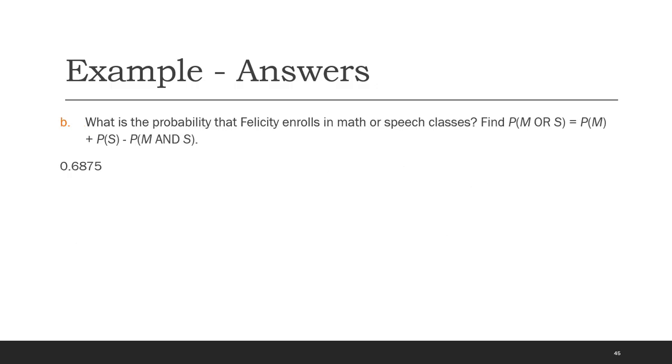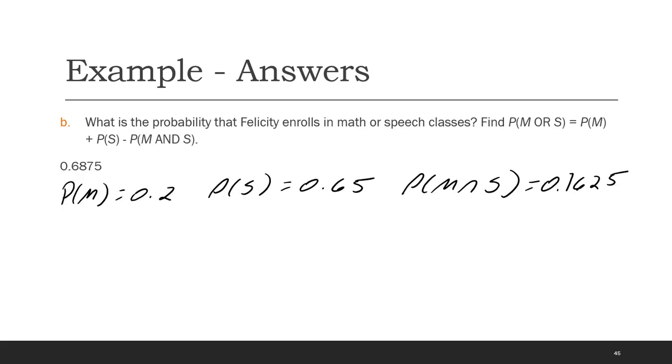Okay, so the next question is, what is the probability that Felicity enrolls in math or speech? Okay, so now we're using the other formula. Now, I want to point out that once again, so with like what rules can we use? We've just shown, right, that M and S is not empty. So now we're going to just have to bring everything together. So here are the three probabilities that we need for this. And so this just comes down to plugging in the information that we've found so far. And so in completing that calculation, I will get this number here.